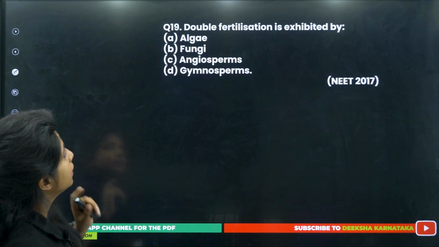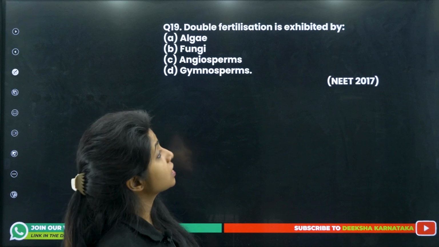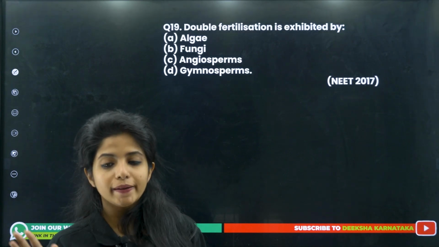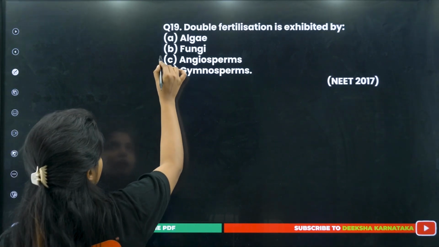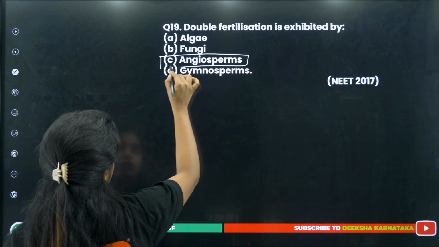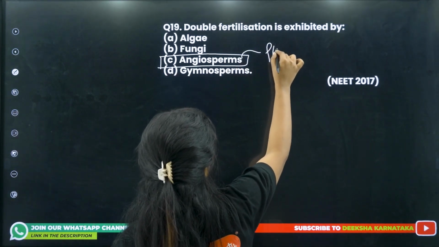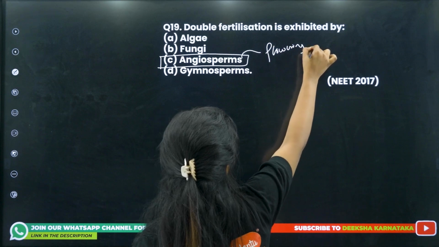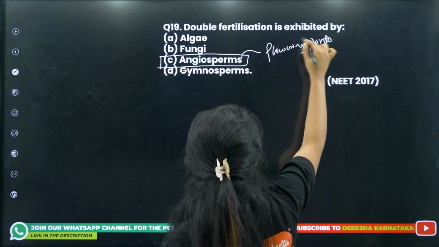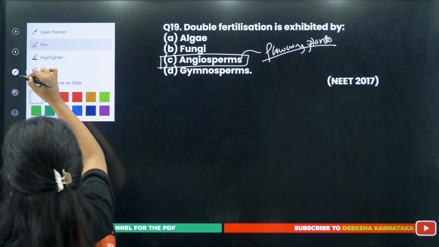Now, double fertilization is exhibited by only angiosperms, children. Only angiosperms. What do you mean by double fertilization? And what are angiosperms, children? Angiosperms are flowering plants. So only flowering plants will be showing this drama. No one else can do that. And what do you mean by this thing, double fertilization?